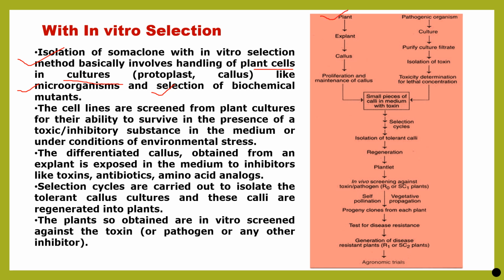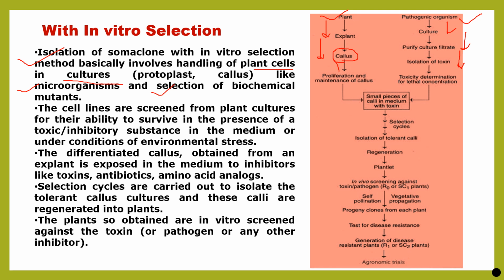Here we are taking a plant, we take out an explant from that, and we allow that explant to grow in a culture media to form a callus. Now we'll subculture this callus and allow it to proliferate, and maintenance of the culture will be done by subculturing it again and again. On the other hand, we are using a pathogenic organism. We'll culture that microorganism, make a pure culture of it, and then we'll isolate the particular toxin we are searching for to check the resistance in the plant.